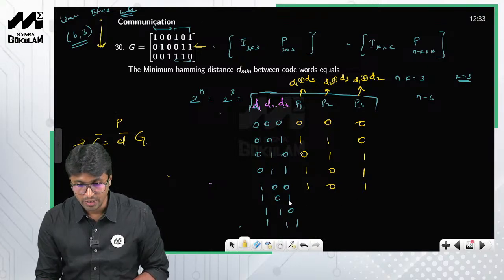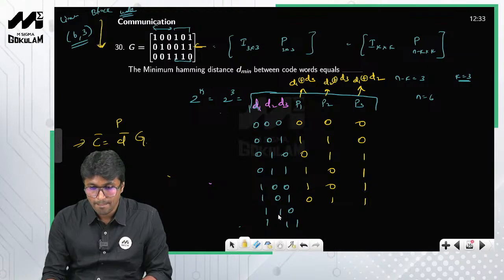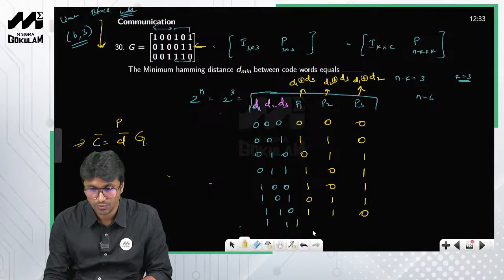What about 1 XOR 1? That is 0, and this is 1, and D1 XOR D2 is also 1. What about this one? 1 XOR 0 is 1. D2 XOR D3 is 1, and what about this one? 1 XOR 1 is 0. And here this is 0, this is 0, and this is 0.